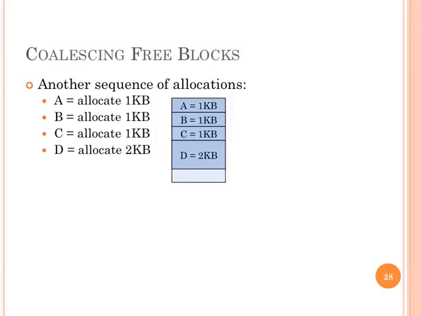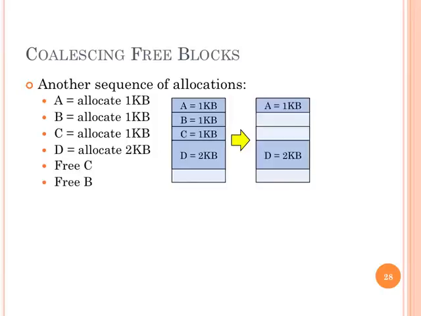Here's another sequence of allocations where we allocate 1 kilobyte 3 times. So A, B, and C are all 1 kilobyte. D is 2 kilobytes. And then I free C and then free B. Now I have these two 1 kilobyte chunks next to each other that are free. And I try to allocate 2 kilobytes.